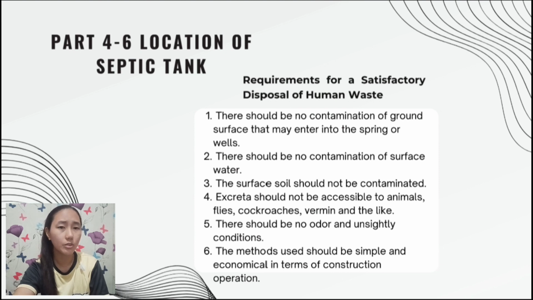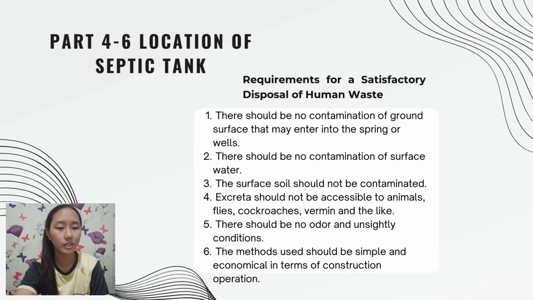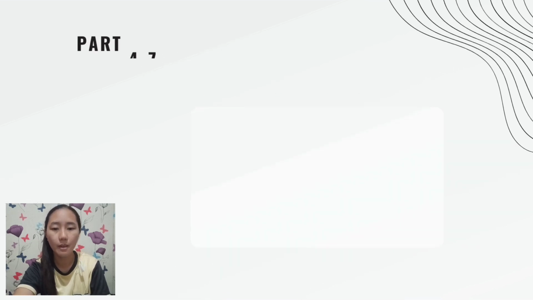Number 4, excreta should not be accessible to animals, flies, cockroaches, vermin, and the like. So, yung excreta kasi yung dumi natin. So, yung dumi natin ay hindi dapat mapunta sa mga hayop, yung langaw. Kasi, di ba, madumi naman talaga yung langaw. So, number 5, there should be no odor and unsightly conditions. Number 6, the methods used should be simple and economical in terms of construction operations. Yes, dapat lang din na pamamaraan na gamitin yung simple lang at yung matipid lang.